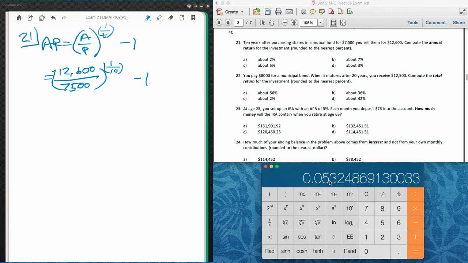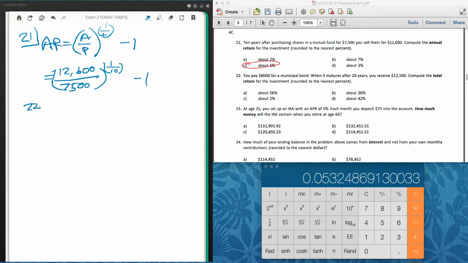And so 5.3% roughly. And they said round to nearest percent, so 5% would be it. And there we go, C is 5%. So that's our annual return of the investment. So how much we make, about 5% per year. And that's on average over the 10 years.